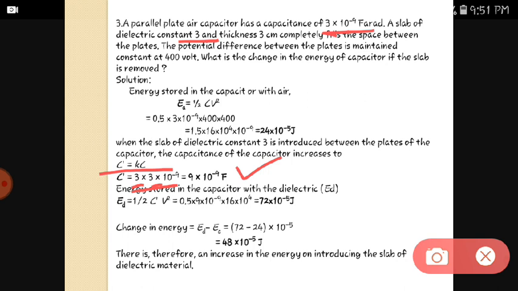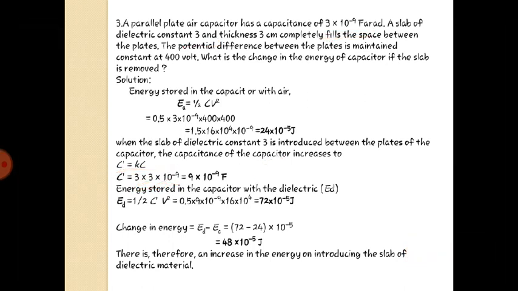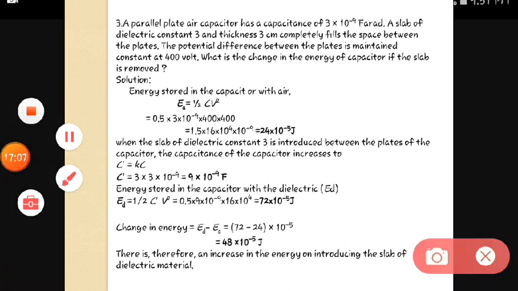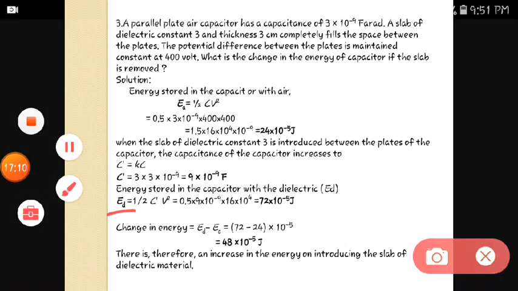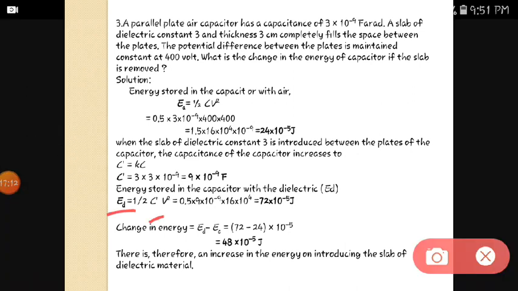Now, we have to find out the energy when the dielectric slab is there. So, as the dielectric slab is there, I am writing ED equals half C dash V square. What is C dash? 9 into 10 raised to minus 9. What is V? 400, whose square is 16 into 10 to the power 4, I have written because it is V square, right? Instead of half, I am writing 0.5. By solving, we are getting 72 into 10 to the power minus 5.